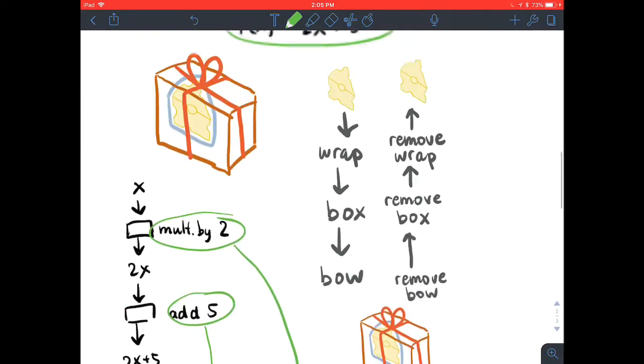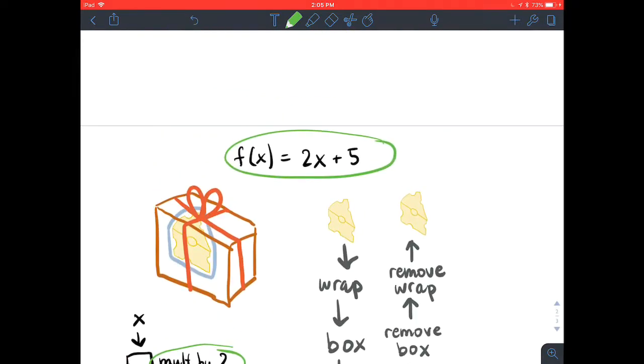So the inverse function would be x minus 5 all over 2. Notice that this is close to, but different from, 1/2 x minus 5. This would end up being, in simplified form, 1/2 x minus 5/2, or 1/2 x minus 2.5.